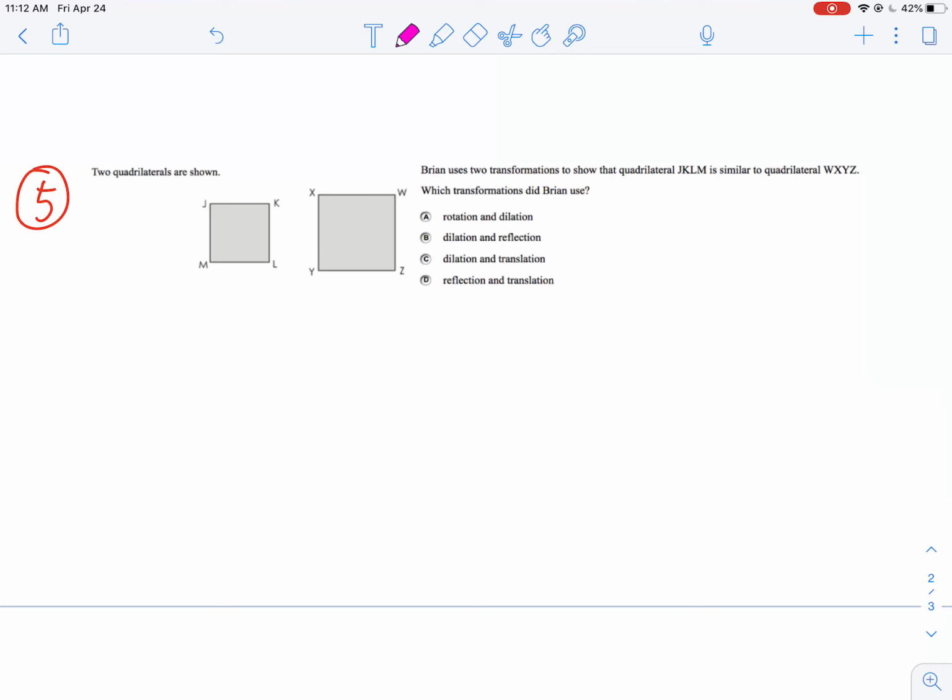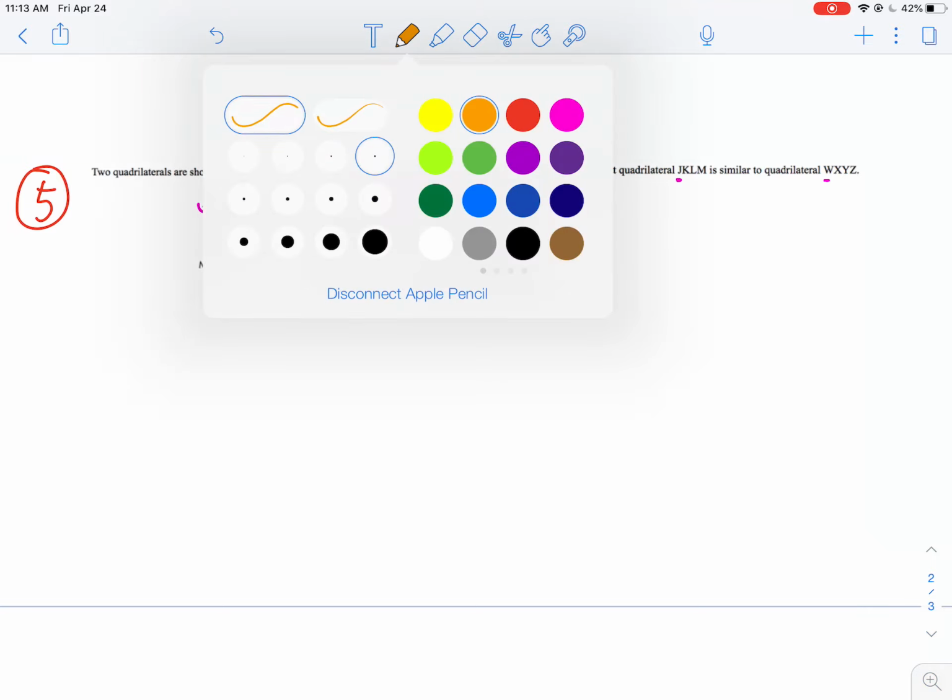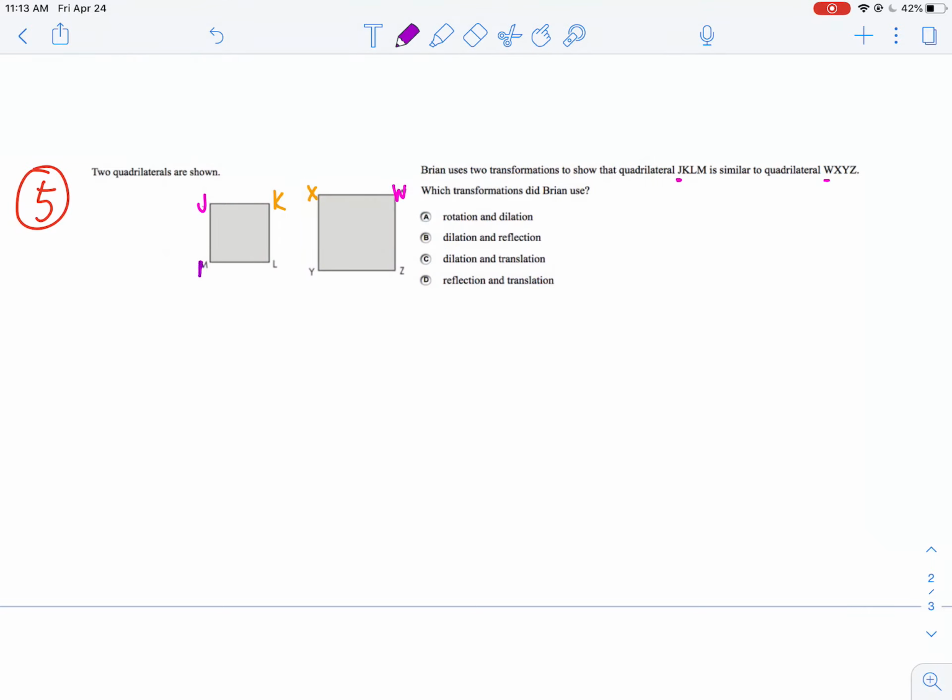Last question, number 5. It says 2 quadrilaterals are shown. Brian uses 2 transformations to show the quadrilateral JKLM is similar to quadrilateral WXYZ. So remember, J needs to be matched with W based off the lettering there. K needs to be matched with X. M needs to be matched with Z, and lastly, L would be matched with Y. So which transformations did Brian use?